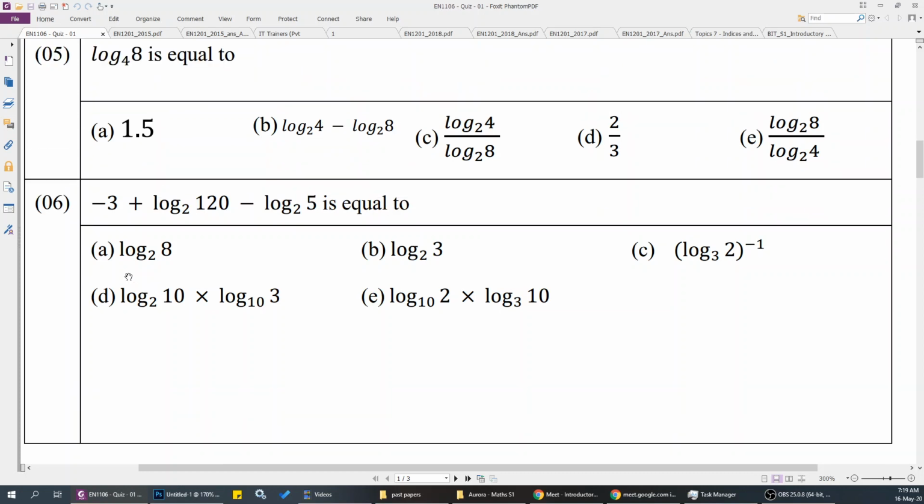Sixth question, we have minus 3 plus log of 120 to the base 2 minus log of 5 to the base 2 is equal to, and we have to find an answer.